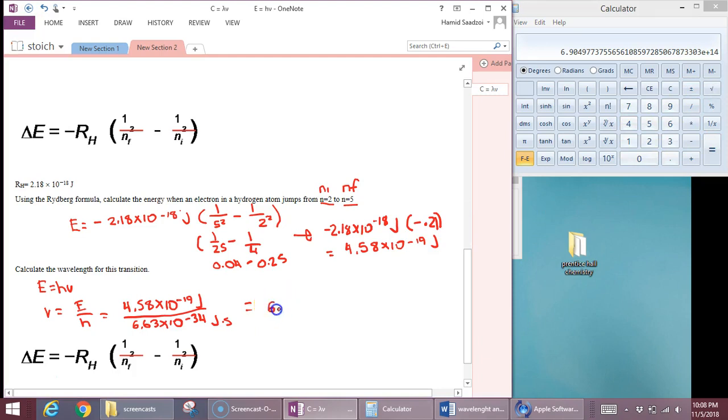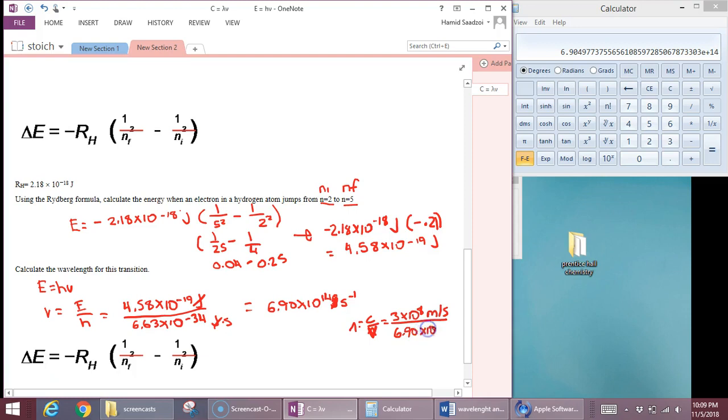We get 6.90 times 10 to the 14th seconds to negative 1, because the joules cancel out. So that's our frequency. Now to get our wavelength, it's equal to C over the frequency, not lambda, C over V, my apologies.